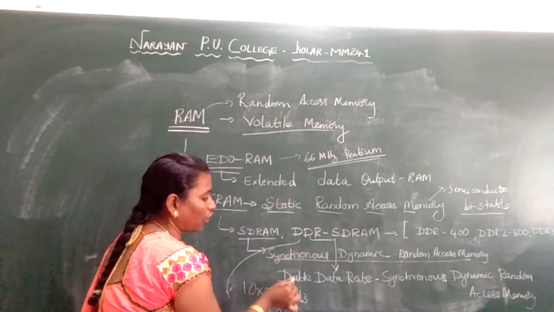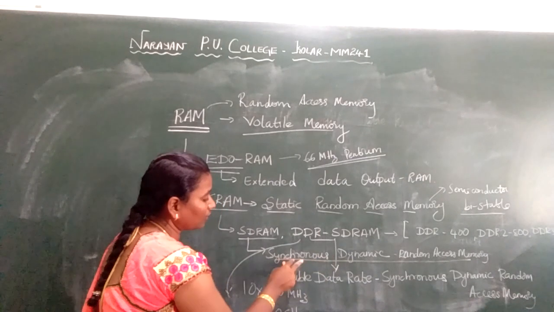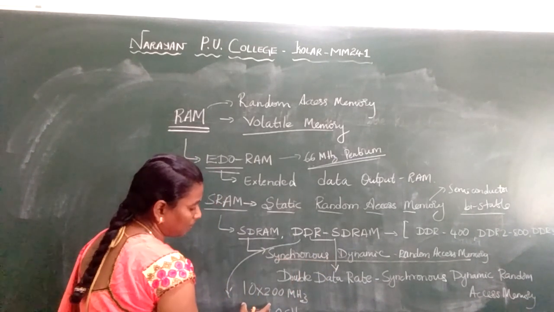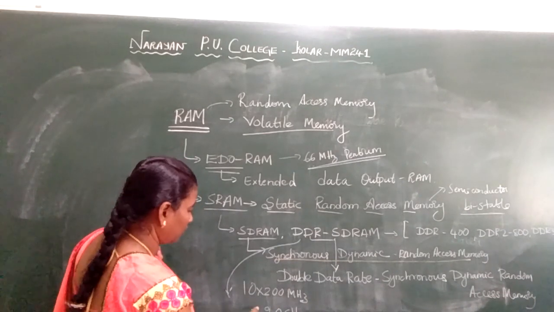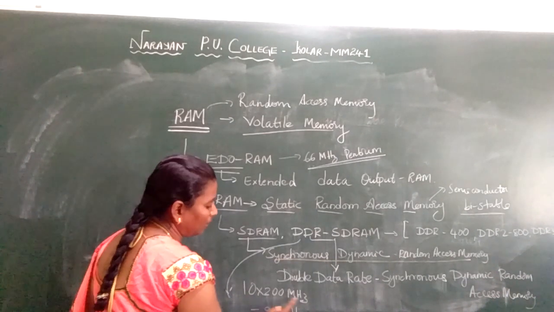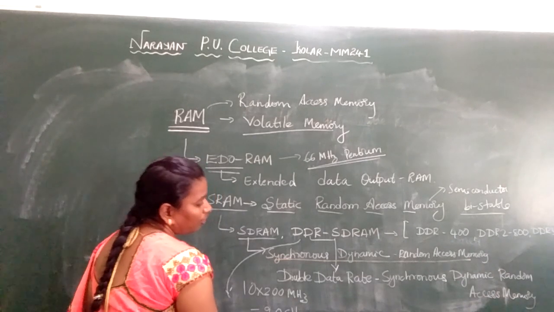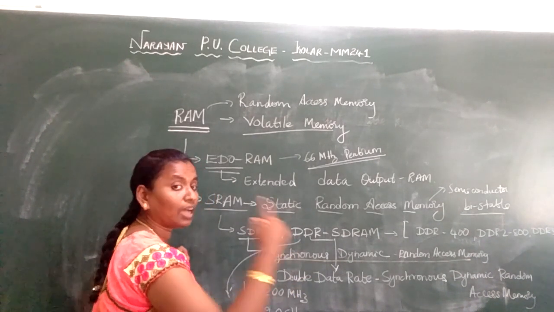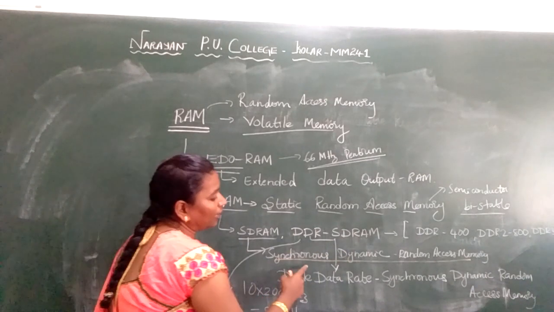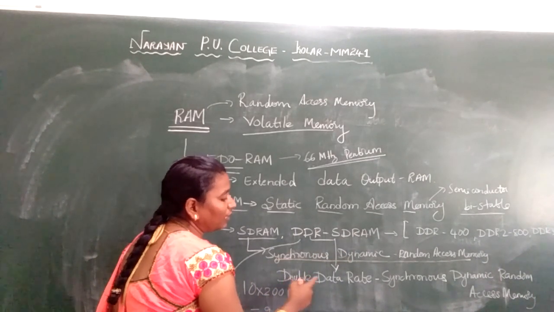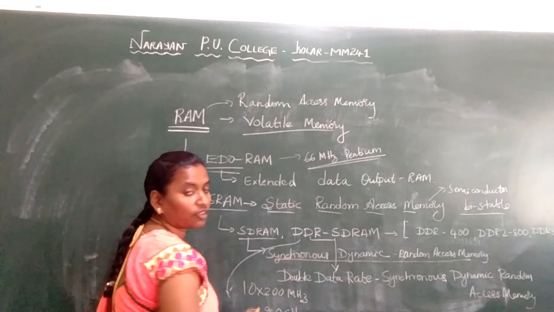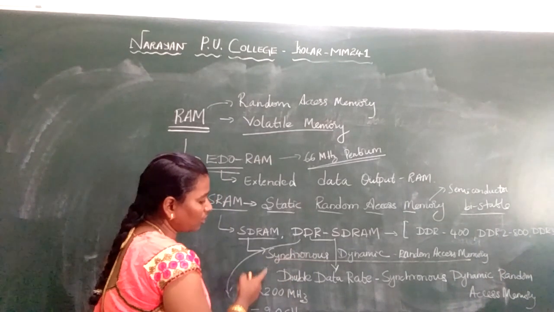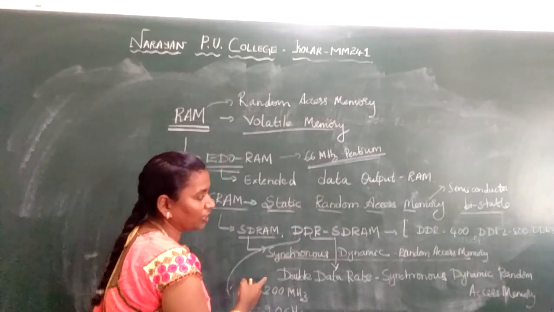The speed of DDR RAM is twice the speed of synchronous dynamic random access memory. I have given you an example. If you multiply 10 by 200 megahertz, it is 2 gigahertz. Whatever frequency you take, you multiply it by 2. That is why they call it double data rate. Keep this in your mind, because they classified these just in terms of speed.